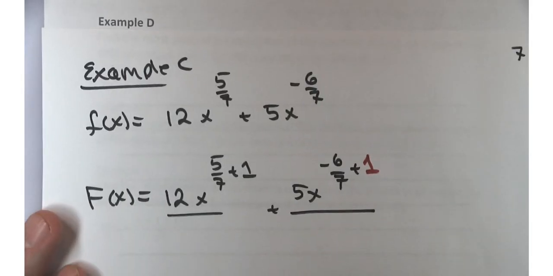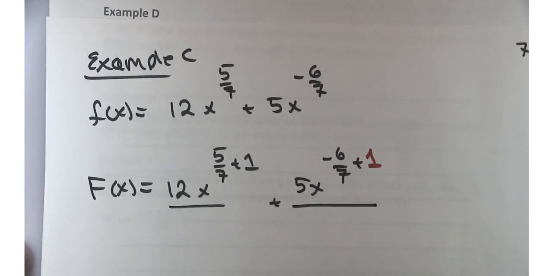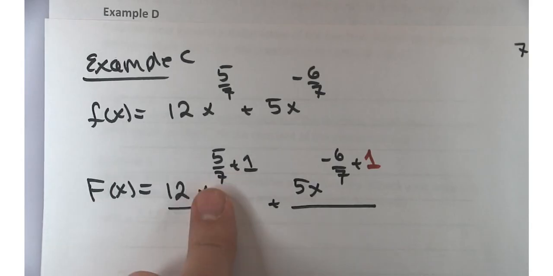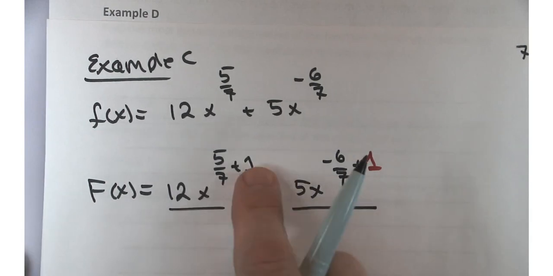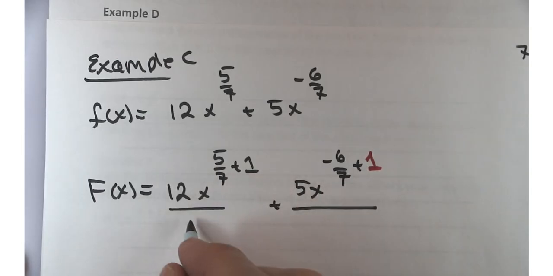Now it's up to you. I guess it depends on how good you are with the mental math. What's 5/7 plus 1? Yeah. 12/7. Yeah. So you're going to take this and divide by that 12/7.